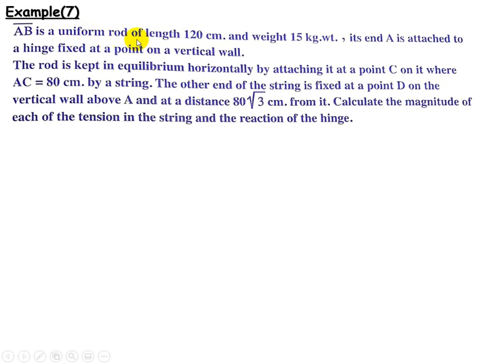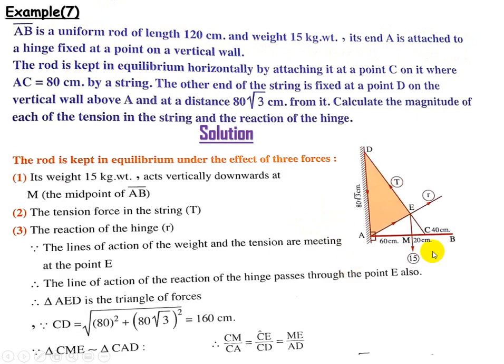Next, example number 7. AB is a uniform rod of length 120 cm and weight 15 kg weight. Its end A is attached to a hinge fixed at a point on a vertical wall. The rod is kept in equilibrium horizontally. So we draw the rod horizontal AB. Its length is 120 and its weight is 15 kg weight, and it acts from its midpoint, as it's uniform.